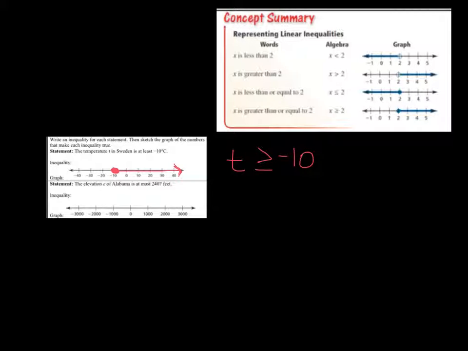All right, why don't you pause and see if you can do the second one on your own. For the next one, the key word was at most. That means it's that number or less. That means it's the highest it could be. So my inequality would be E is less than or equal to 2,407. Since we're using the less than or equal to, I know that's a closed circle. Now notice my number line goes by thousands. So I know that 2,407 is a little less than halfway between 2,000 and 3,000. So I put a closed circle, and then my arrow is pointing to the left.